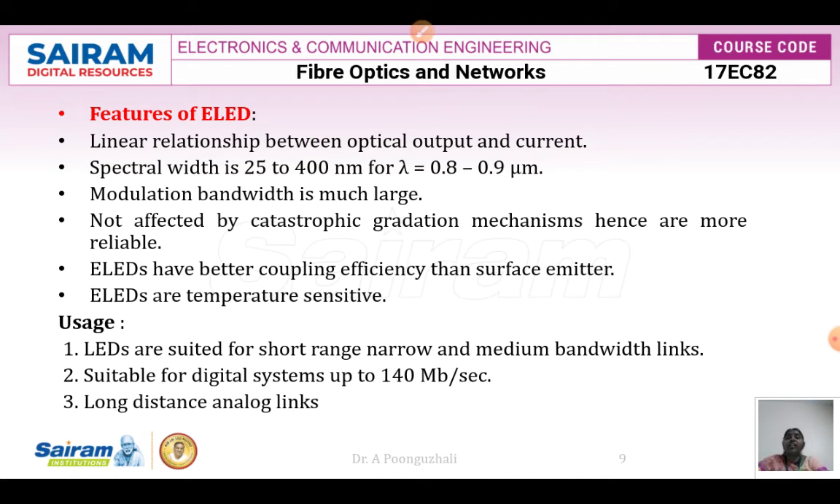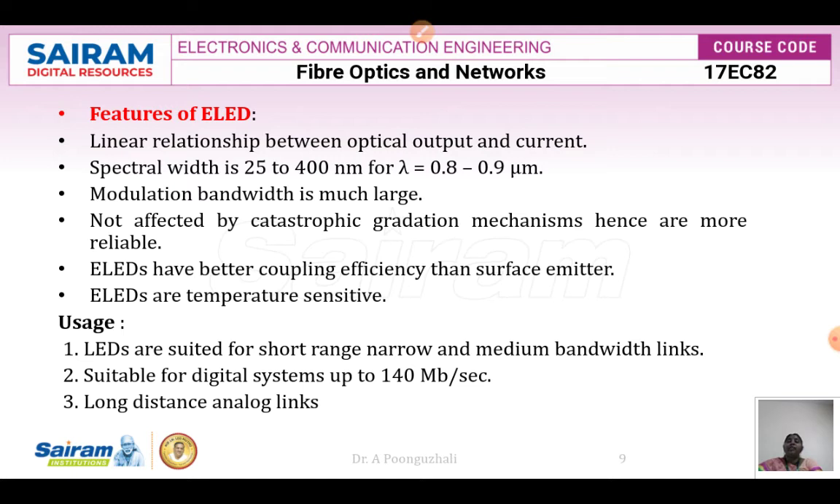Features of edge emitting LEDs: a linear relationship is going to exist between your optical output and current. The spectral width is going to be from 25 to 400 nanometers, when the wavelength is from 0.8 to 0.9 micrometers, and the modulation bandwidth is going to be much larger, and it is not going to be affected by catastrophic degradation mechanisms, which makes them more reliable. Edge emitting LEDs are going to have better coupling efficiency than surface emitting LEDs. Edge emitting LEDs are going to be temperature sensitive.